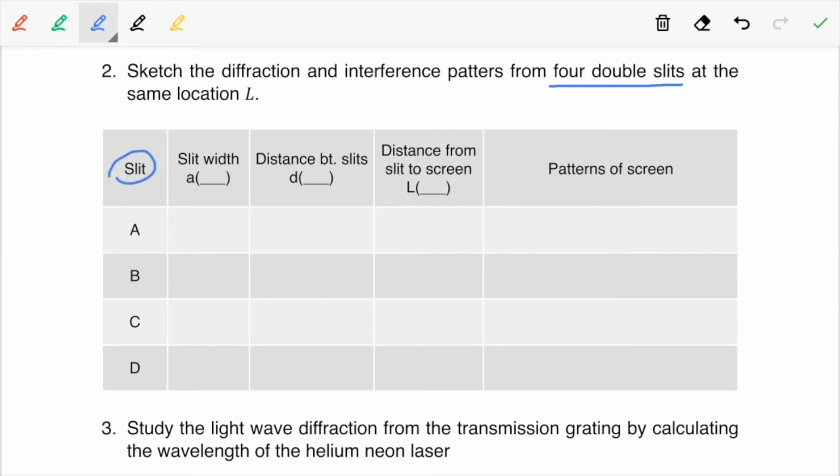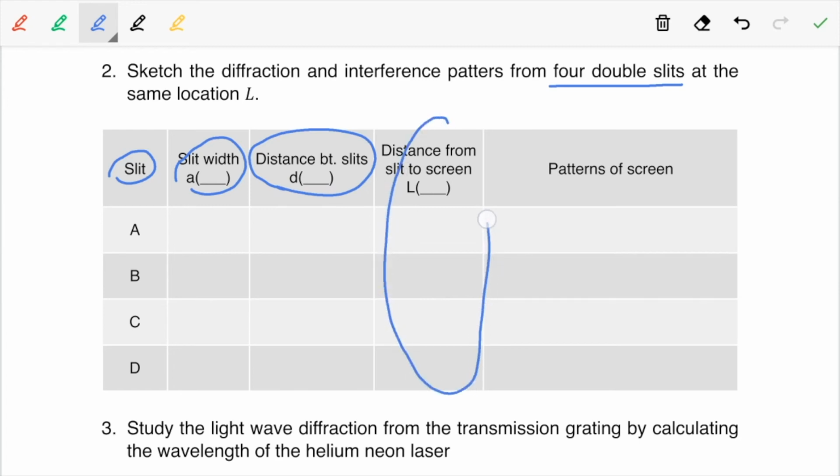There are slits called A, B, C, and D. The slit width you can read from the double slit. I will show you a picture of the slit, and then you can read from that slit the slit width, the distance between the slits, then the distance from the slit to the screen. This is all fixed, and I have mentioned it in the experiment video. Now after that, you need to draw the pattern down.